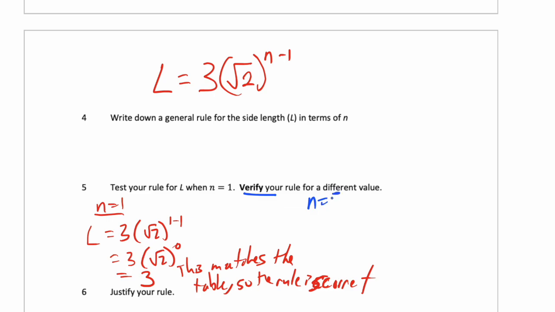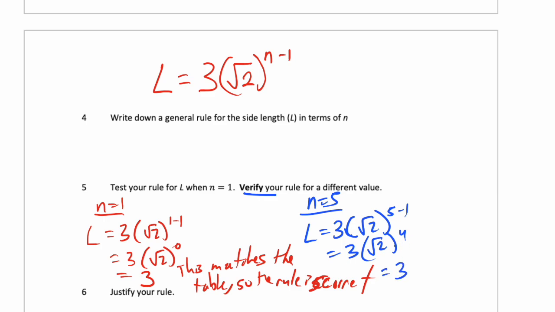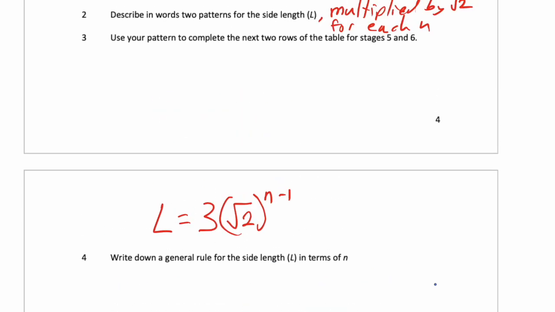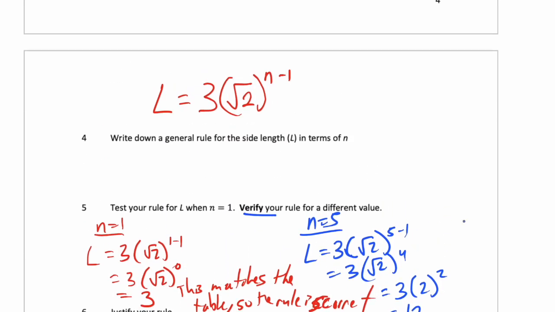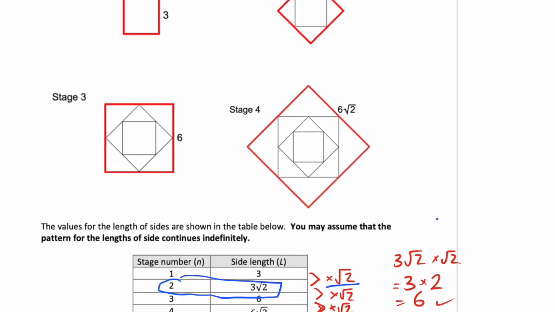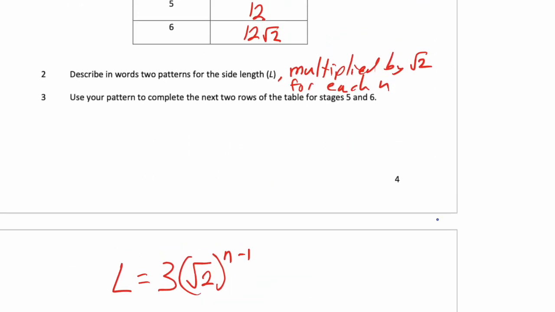Okay, n equals 5. We have L equals 3 root 2 to the power of 5 minus 1, and that's going to be 3 root 2 to the power of 4. That's root 2 times root 2 times root 2 times root 2. So root 2 times root 2 is 2, so it's the same as 2 squared. Okay, so the whole thing is 12. That matches the table, but we might want to draw the diagram to show it too.